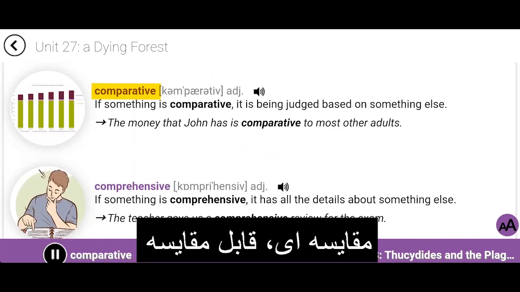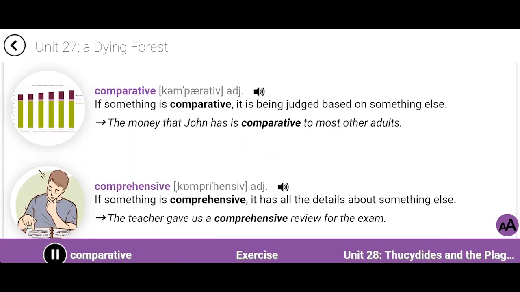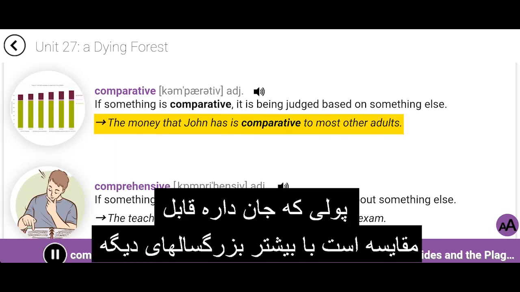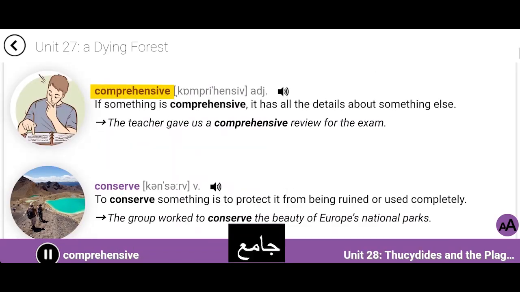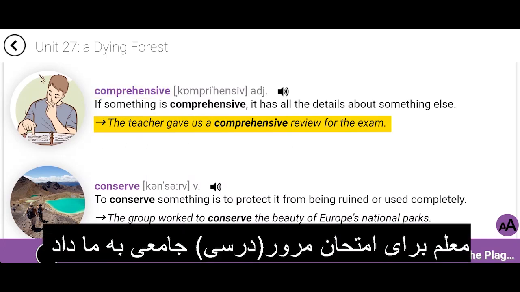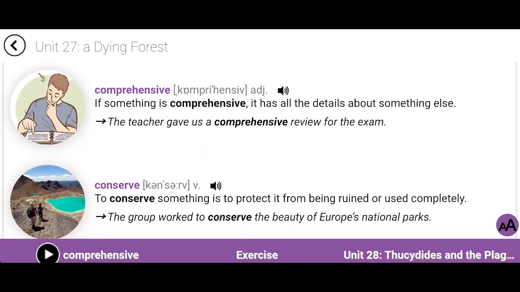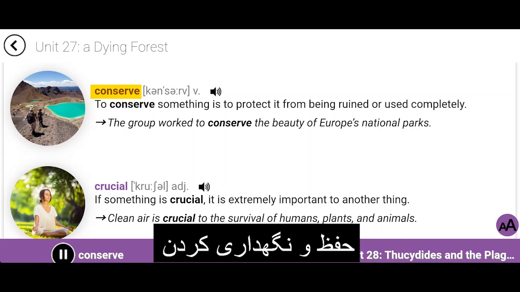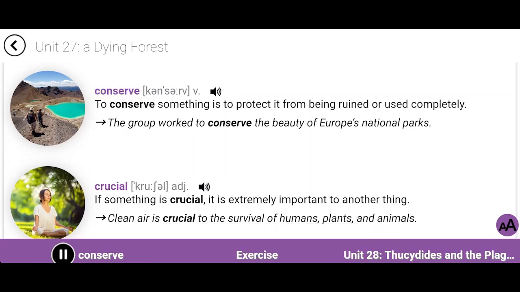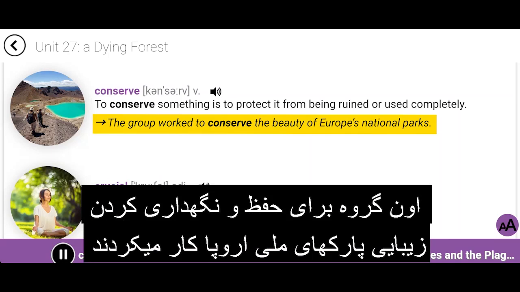Comparative. If something is comparative, it is being judged based on something else. The money that John has is comparative to most other adults. Comprehensive. If something is comprehensive, it has all the details about something else. The teacher gave us a comprehensive review for the exam. Conserve. To conserve something is to protect it from being ruined or used completely. The group worked to conserve the beauty of Europe's national parks.